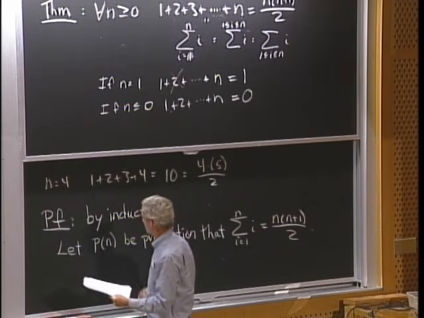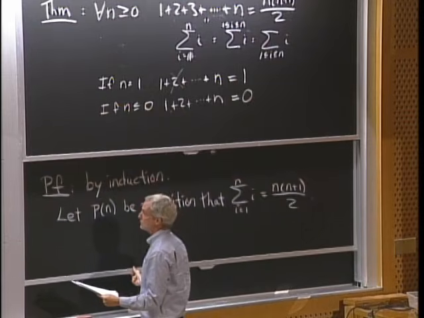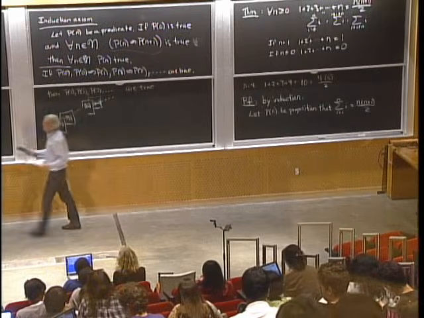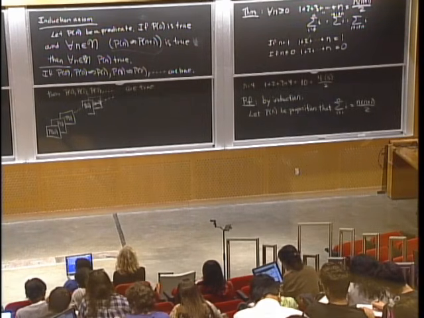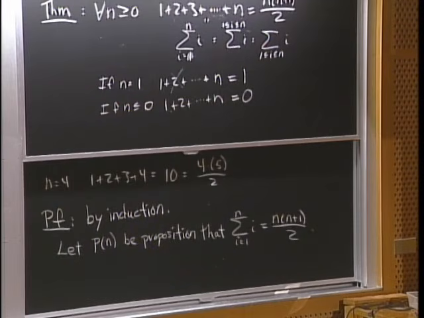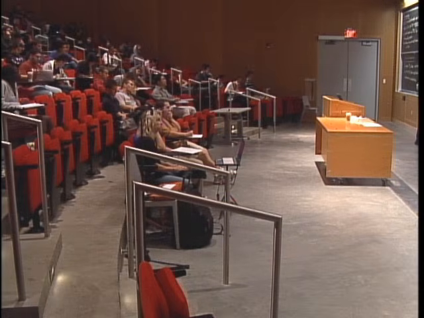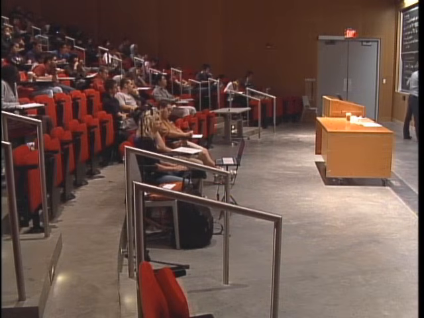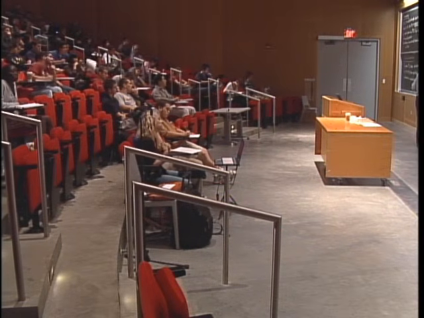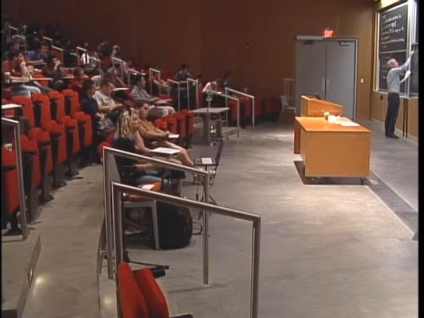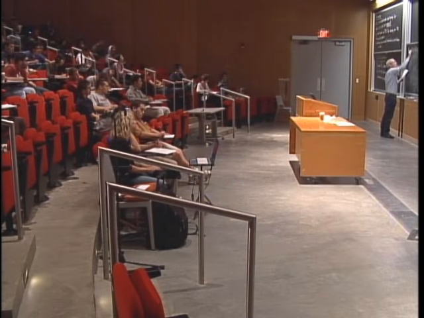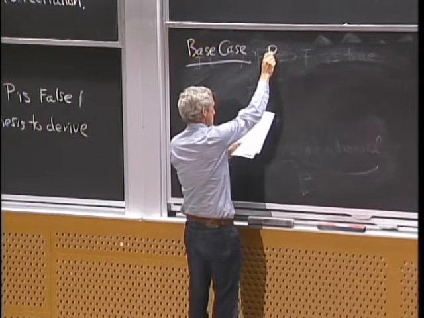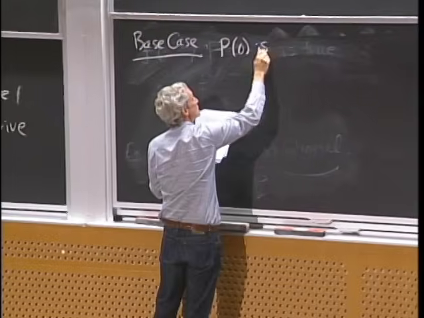All right, so always have to write this down. The next thing to do is to check what's called the base case, P0. So let's do that. All right, and we write down base case. Some people call it the basis step. And we have to check that P0 is true.